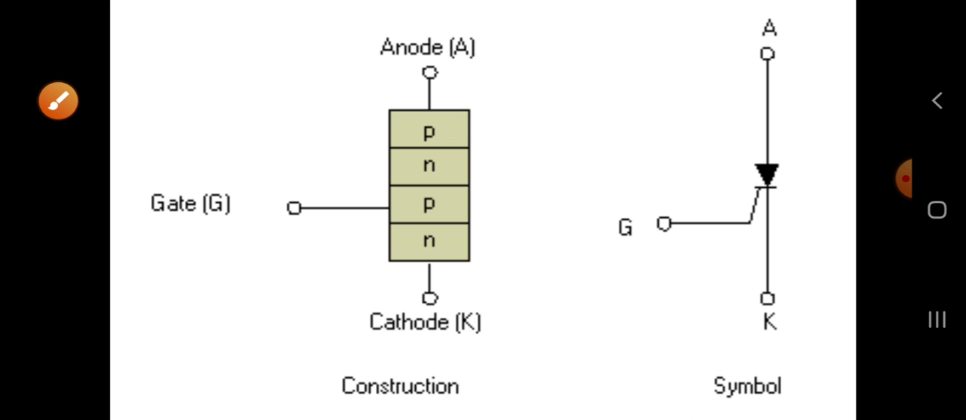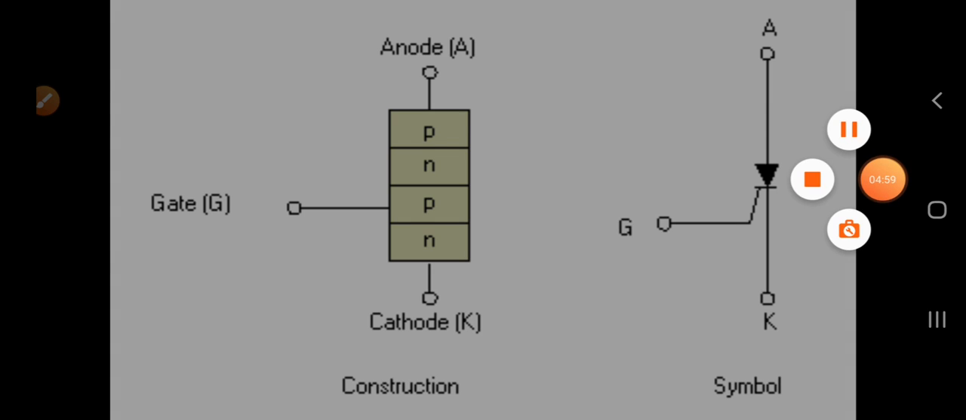Next we will move to the working principle of the SCR. I'll explain the working principle of SCR. Before going to the working principle of SCR, I just want to clear one thing. In a silicon controlled rectifier, the load is connected in series with the anode. So always remember, the load is connected in series with the anode. The anode is always at positive potential with respect to the cathode.